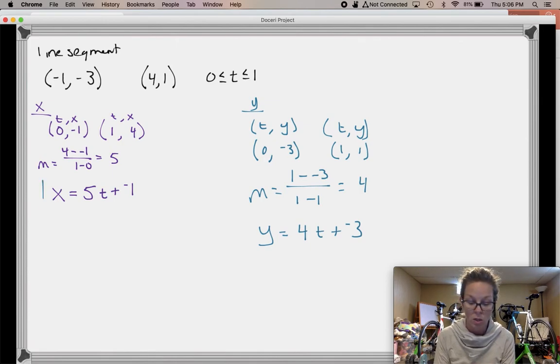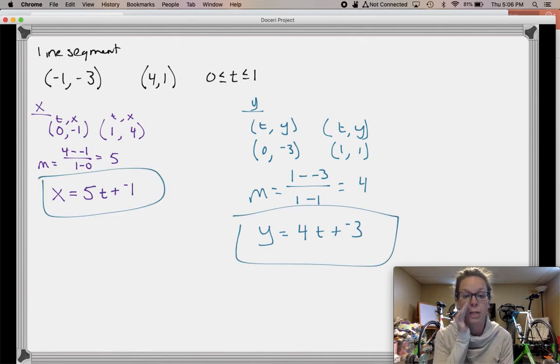And so those would be the parametric equations that would graph that line segment if t is going from 0 to 1. And again, you could check that on Desmos. You would type it in as the x equation comma the y equation, and then you would just set your t to be from 0 to 1, to make sure that it's starting and stopping at the correct points there.